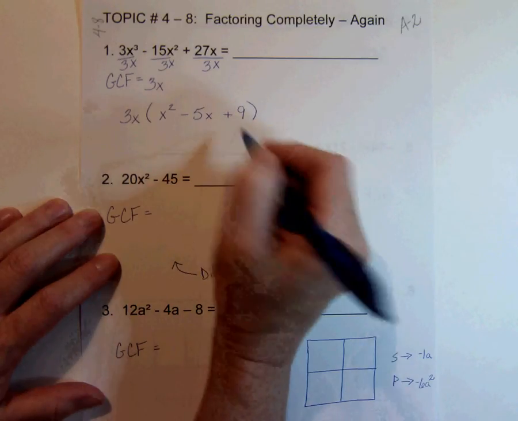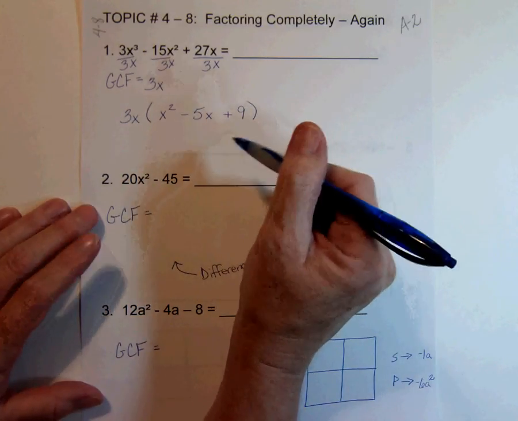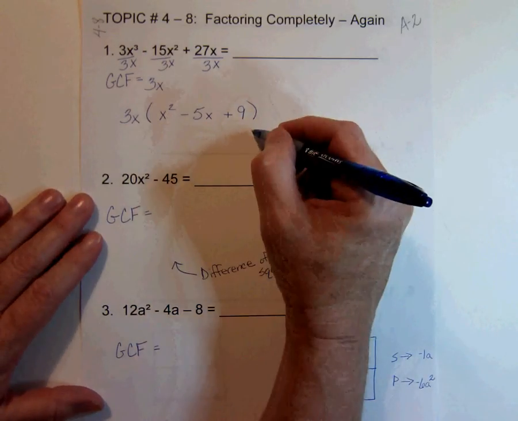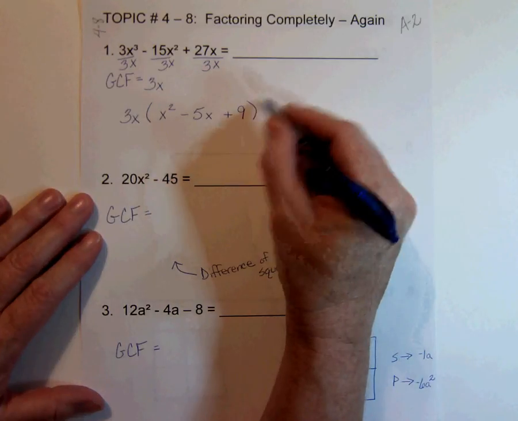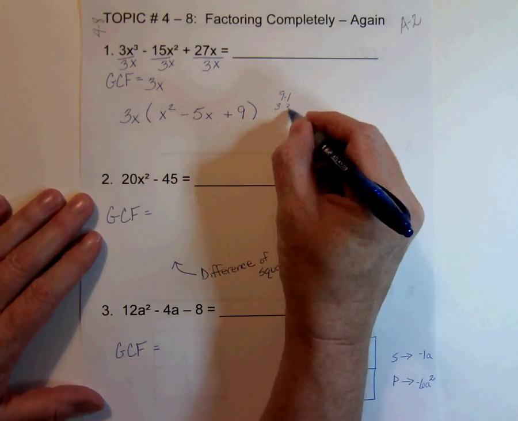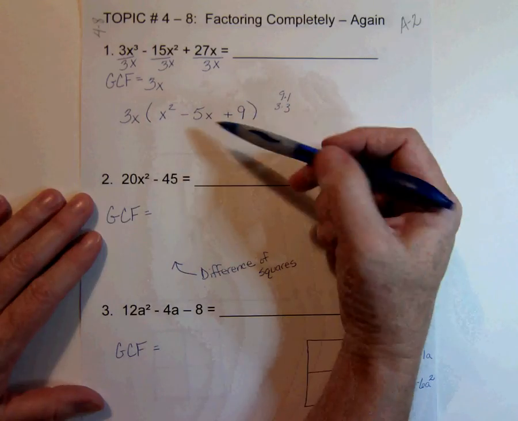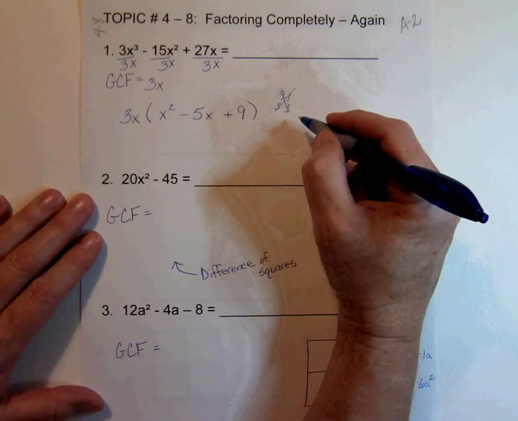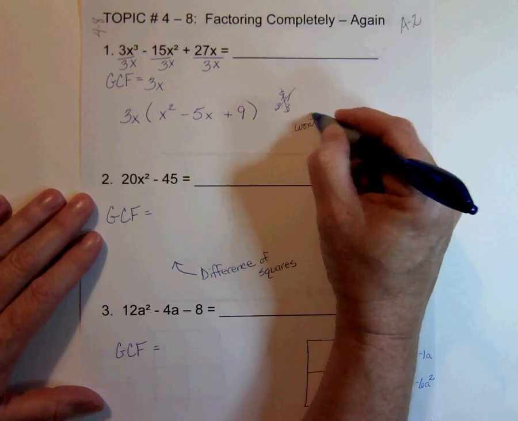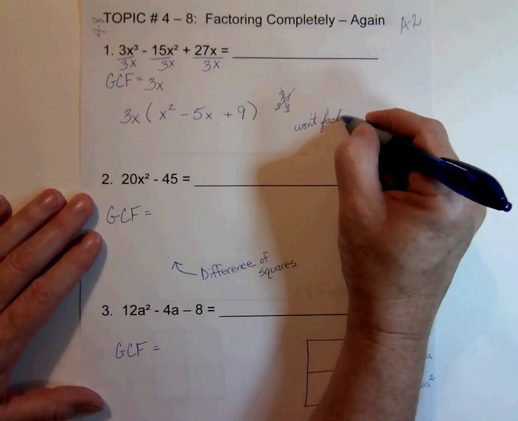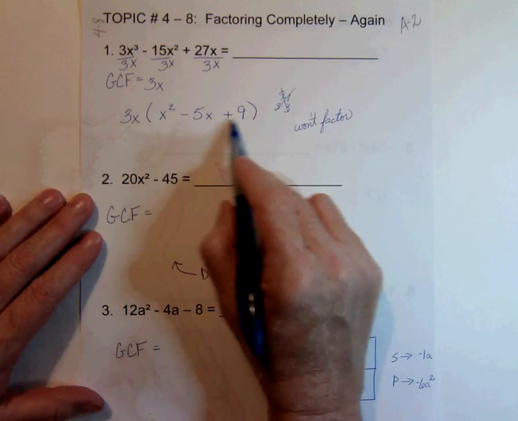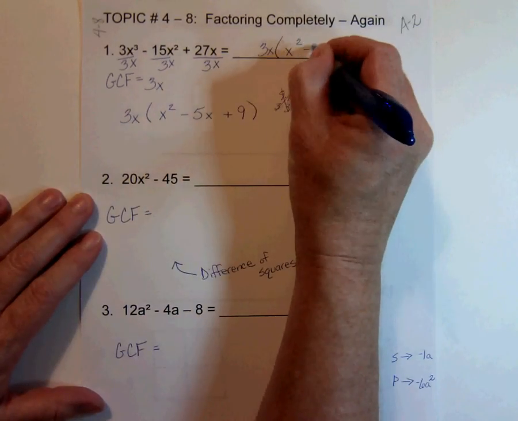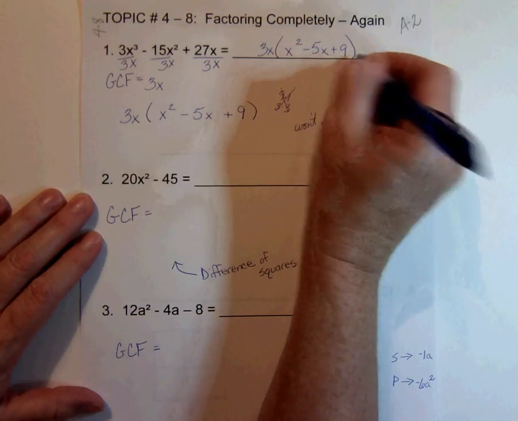Now you can draw your box over here, but for some of these, you need to realize that some of these will not factor. There's nothing that's a product of 9 other than 9 and 1 and 3 and 3, and there's no way I could get an add-in of a negative 5x. So this is actually one that won't factor anymore. So if it won't factor, you would leave your completely factored answer as this: 3x parentheses x squared minus 5x plus 9. And leave it in terms like that.